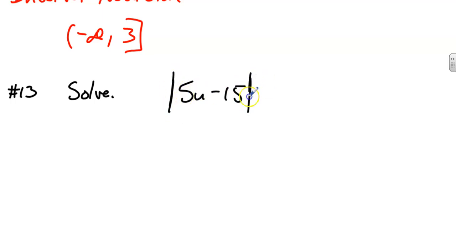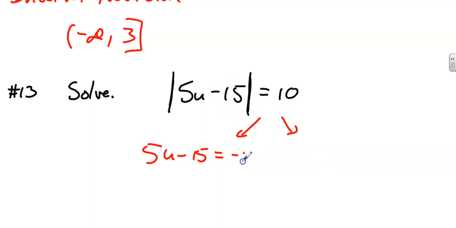Okay, 13 changes gears a little bit. Instead of having inequalities, this one's just an equation that says to solve for u. With absolute value, you have to remember, how many answers are we looking for? Two, right? Because absolute value is distance from 0, so you can go in the positive direction or the negative direction. If the number on the inside is 10, we're in good shape. If the number is negative 10, the absolute value is still going to give you 10. So we're going to solve it both ways.